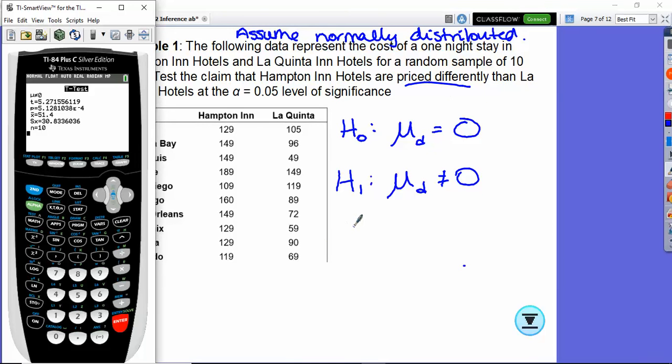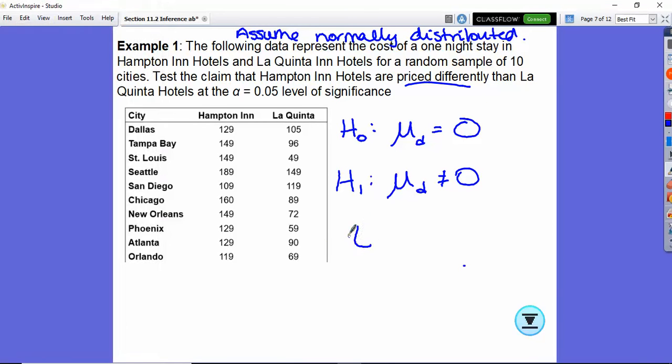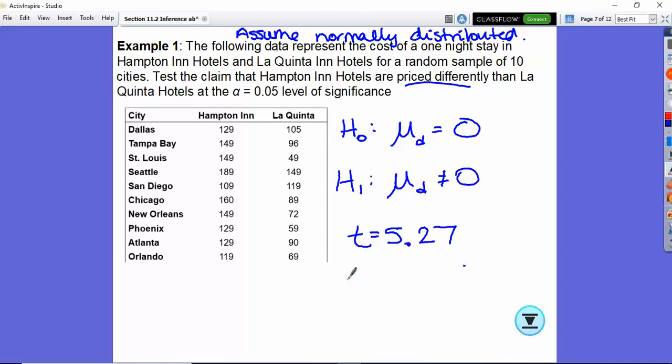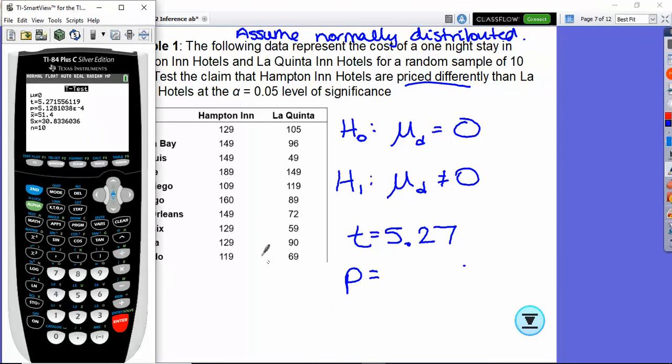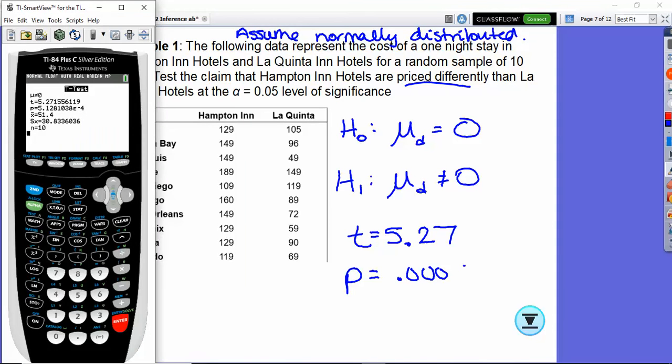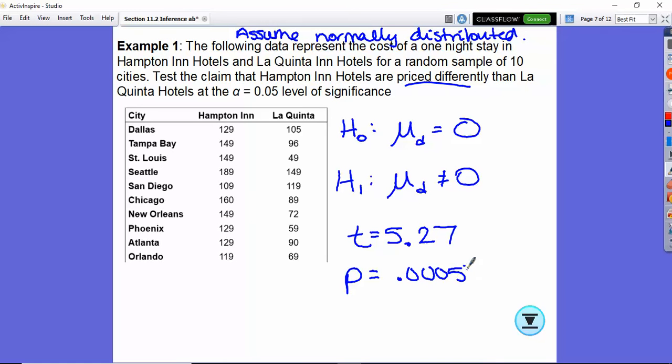So what I ask, if you are doing this on your calculator, please write down your T was 5.27. Is that what you guys got? Yes. Okay. And our probability was, notice this has E -4 at the end. So what does that mean? Yeah, move decimal back 4 places. So it's like 0.00030513.